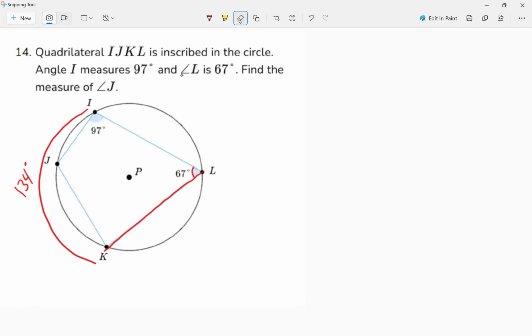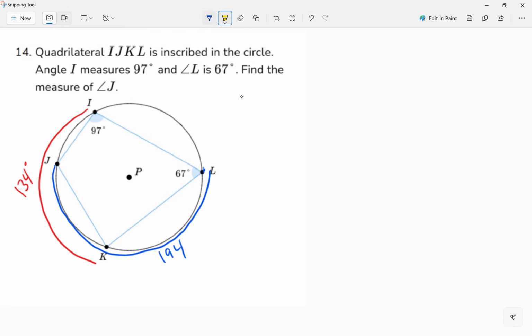Let me erase a couple of things here. If I needed to use the 97 degrees, I see 97 goes here. Right, I project my angle. It will tell me that this blue arc is 97 times 2. So I'm going to say the blue arc is 194.